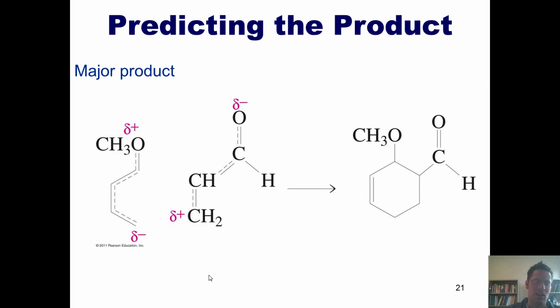We can see that summarized here. Once again, from our resonance structures, we saw that this bottommost carbon has a partial negative charge on this diene, and this bottommost carbon on the dienophile has a partial positive charge. Thus, this is the way these two molecules are actually going to line up when they undergo a Diels-Alder reaction, thereby giving me this product as the major Diels-Alder product.